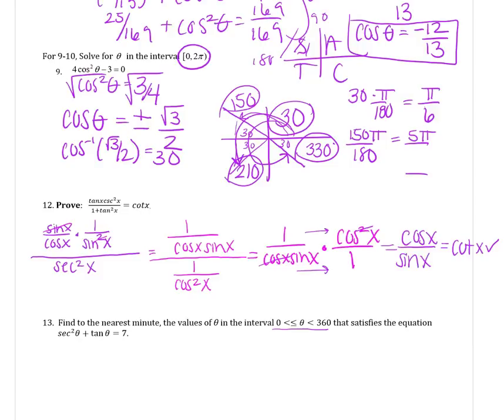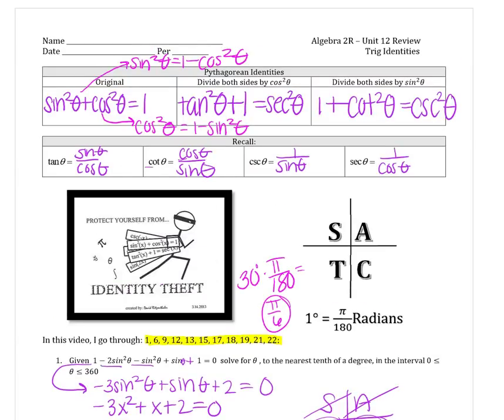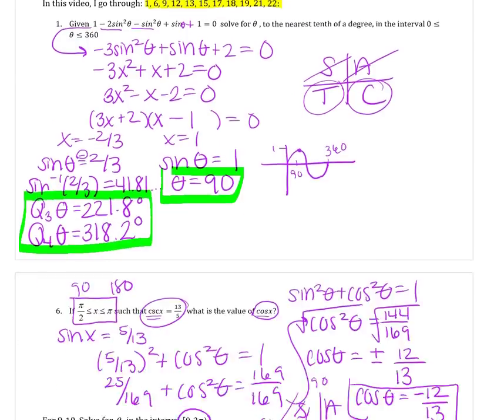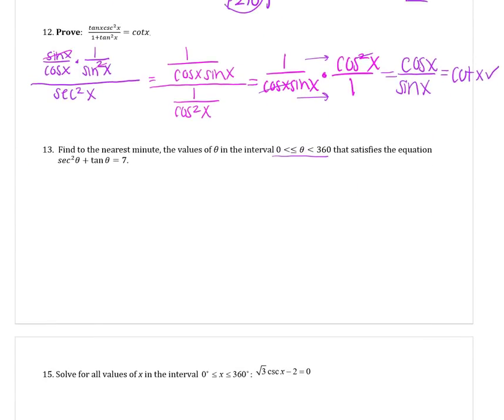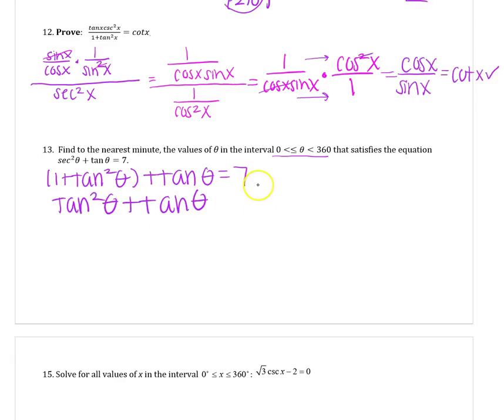So again, if I scroll back up, look at your identities. Secant squared of theta is tangent squared of theta plus 1. So that's what I'll sub back in. So now everything's in terms of tangent. So that's great. Let's rearrange this a little bit. So this would be tangent squared of theta plus tangent of theta. And if I subtract 7, that would be minus 6.